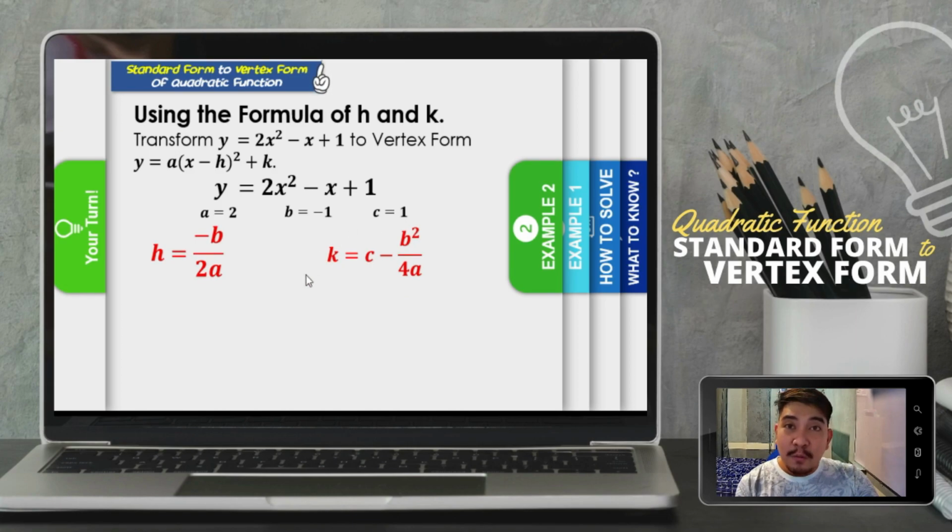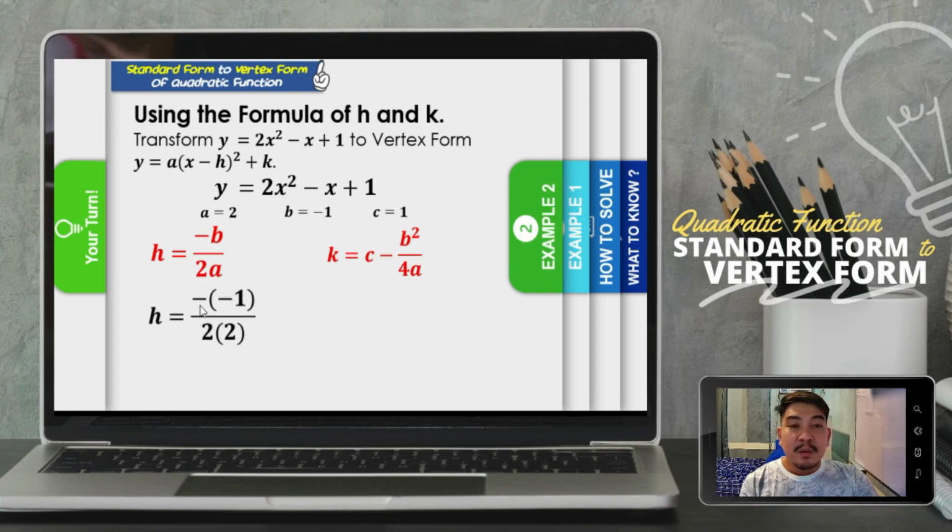Let us first solve for the value of h. Substituting the values of b and a, we now have negative of negative 1, since the value of b is negative 1, over 2 times 2, since the value of a is 2. Negative times negative 1 will give us positive 1. Then 2 times 2 will be positive 4. So we will have 1 over 4 as the quotient. We now have the value of h, which is equal to 1/4.